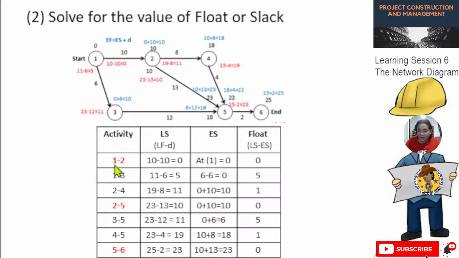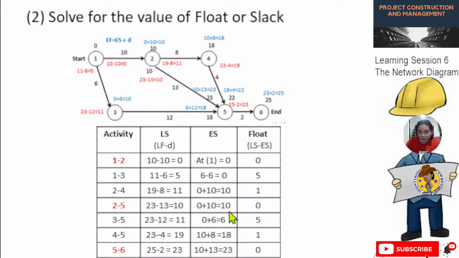For ES, for 1 to 2, remember that for node 1, the early start is 0, so we'll put 0 here. Then for 1 to 3, the early start is 6 minus 6, so the answer is 0. For 2 to 4, the early start is 0 plus 10, so the answer is 10.